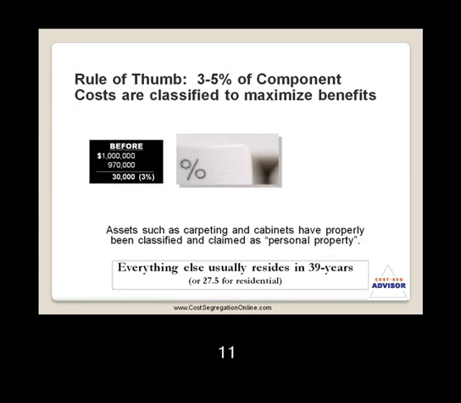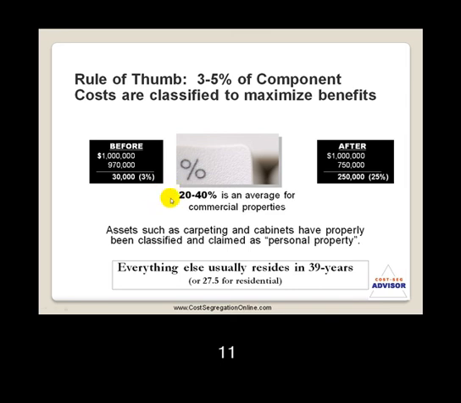Now we'll just look at some basics. The rule of thumb in terms of what you can expect in terms of reclassification. Normally 20 to 40% is average in terms of reclassifying assets in terms of total value. And so there's a lot of room to reclassify and accelerate depreciation on the overall value of your building.